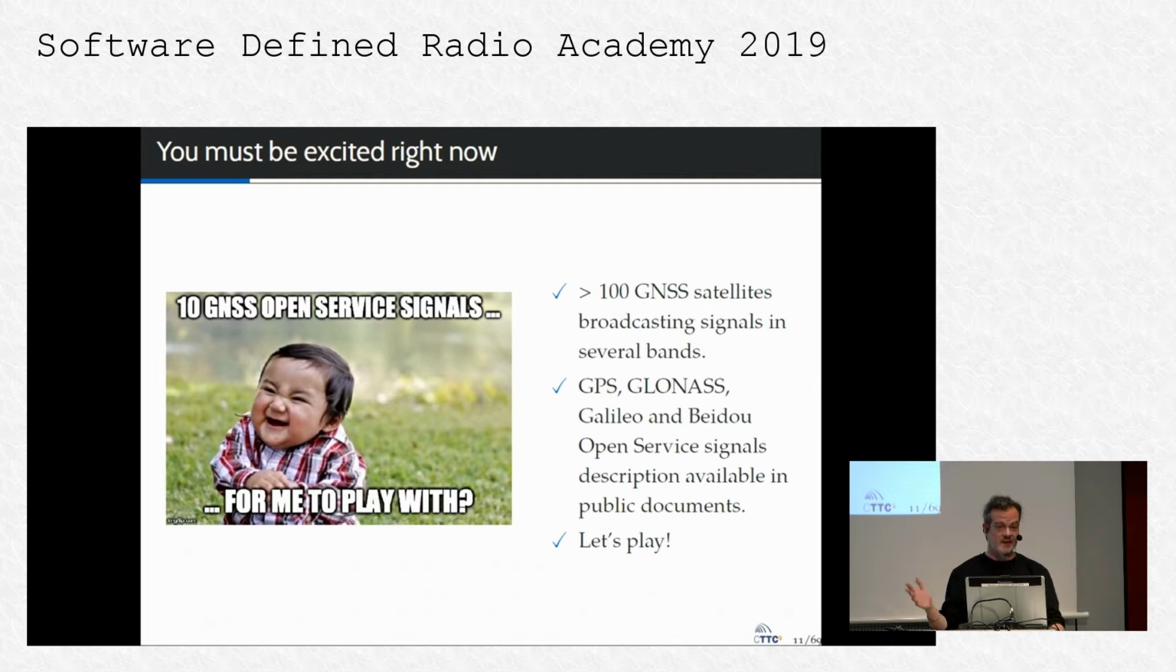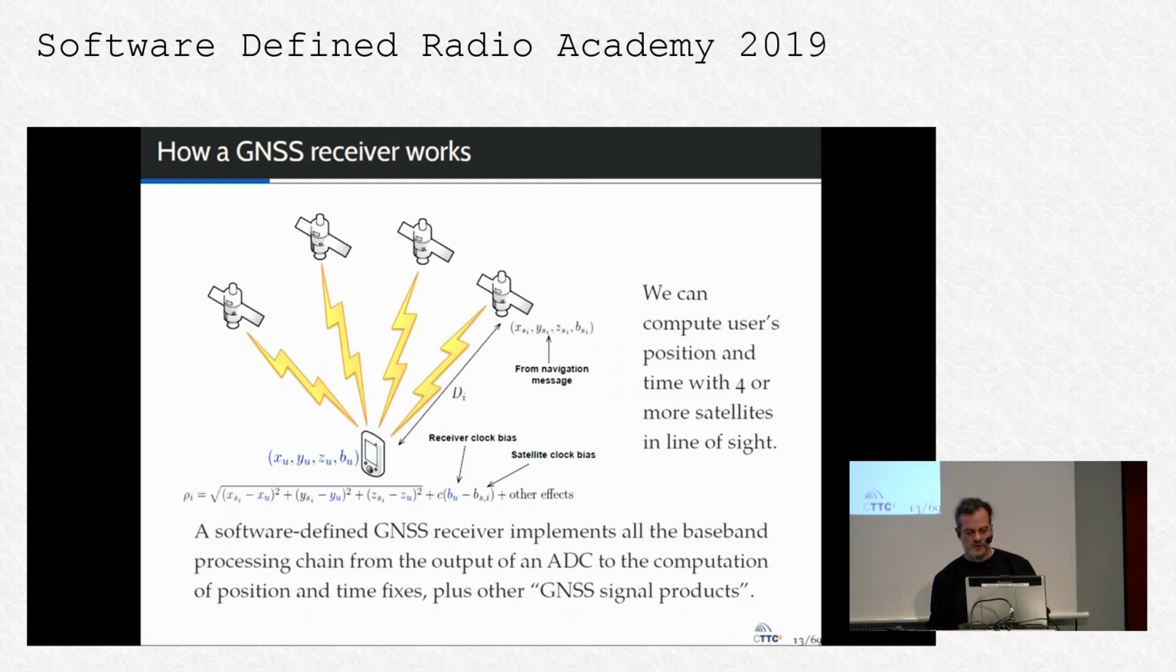So here's basically how a GNSS receiver works. They are getting signals from different satellites. And you need to solve a system of equations in which you will have at least 4 unknowns, 3 for your position and 1 for the time. So these 4 unknowns mean that you need to see at the same time at least 4 satellites in order to compute your own position.